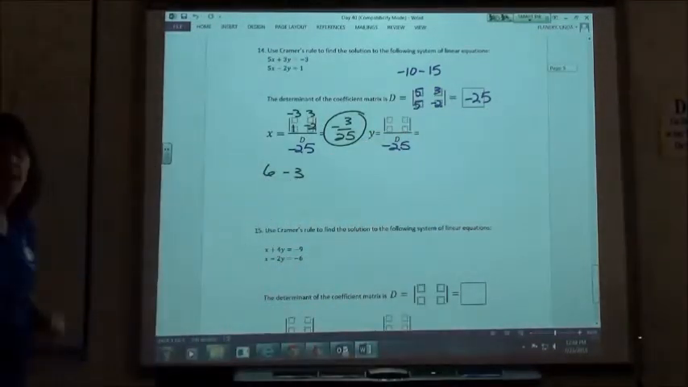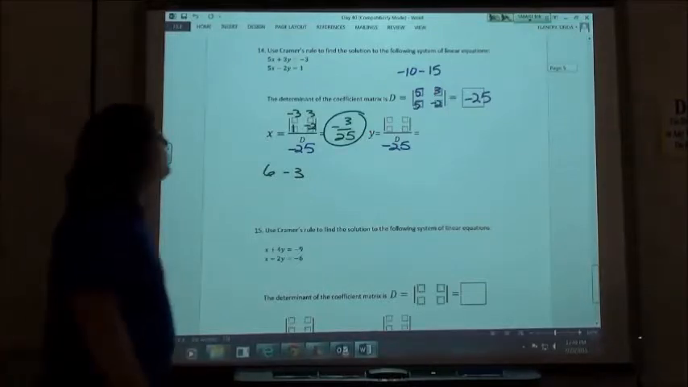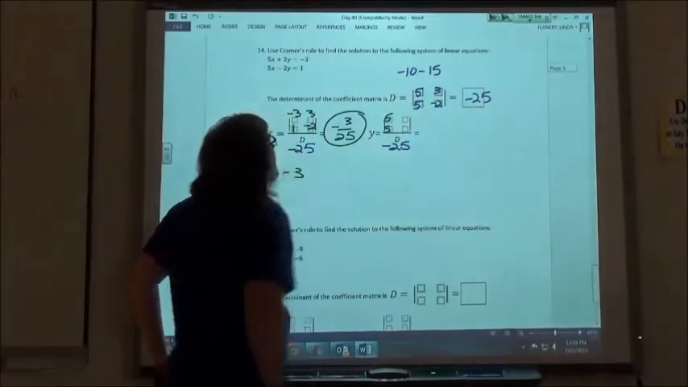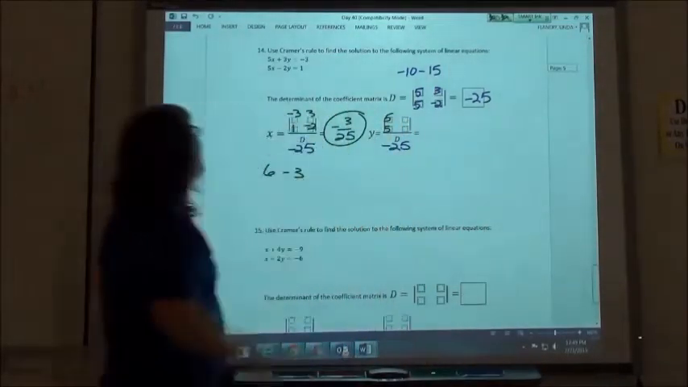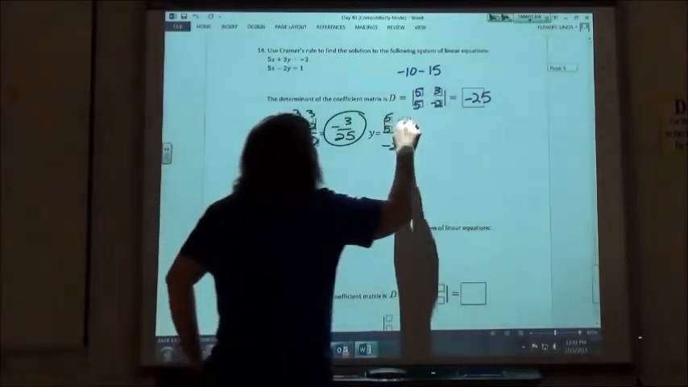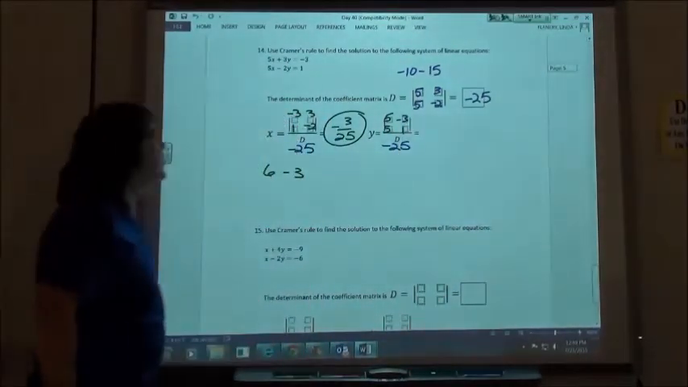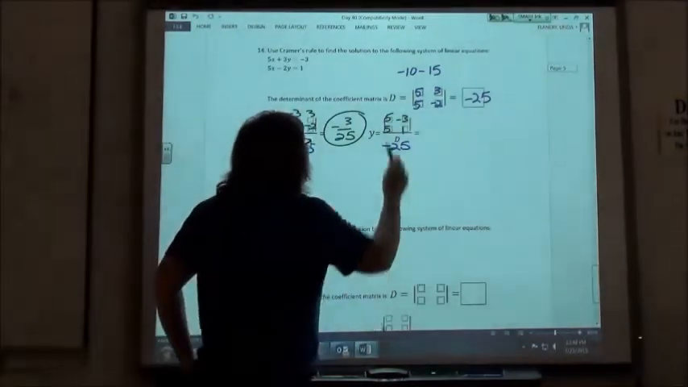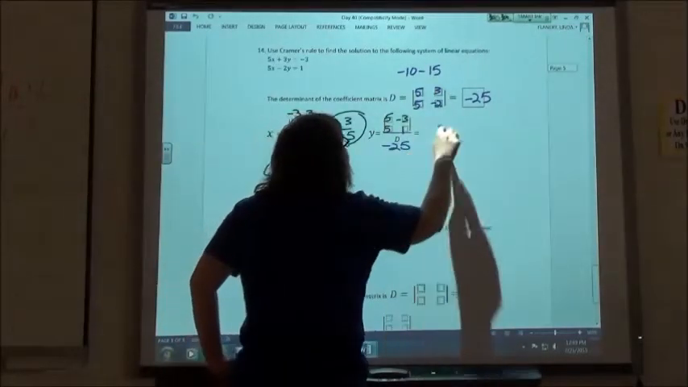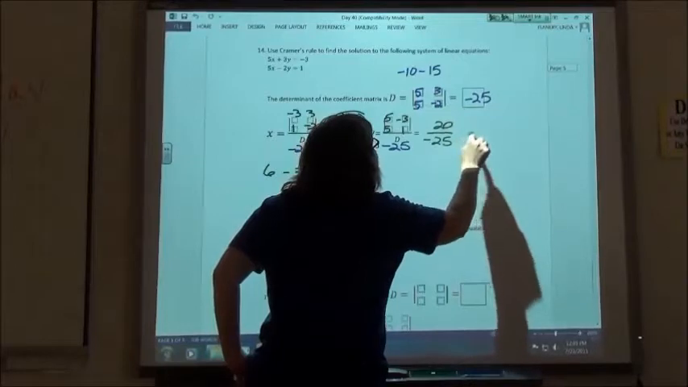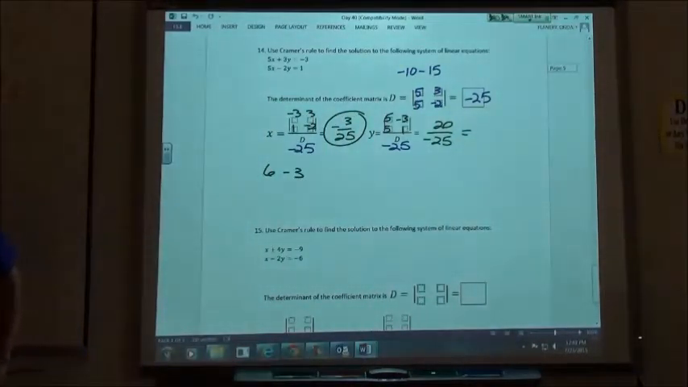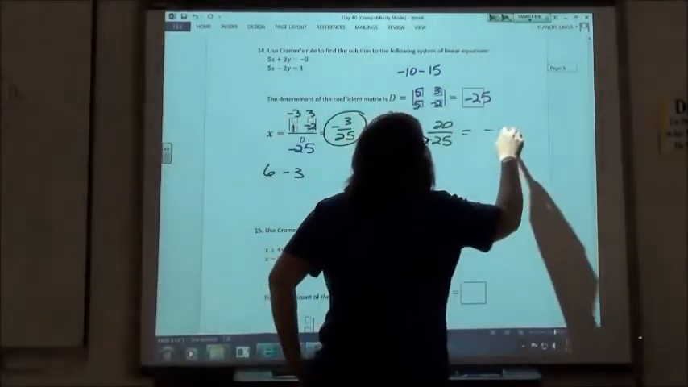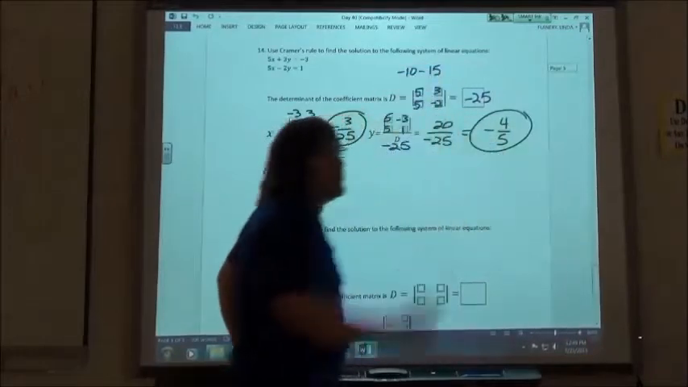Our y determinant, we're going to have what? 5 and 5, and then our y column is negative 3 and 1. So finding the value of that determinant, 20. 5 plus 15 is 20, so 20 over negative 25, which of course we're going to simplify, and so we're going to have 4 over negative 5, or negative 4/5, since we usually like the negative out in front, right?